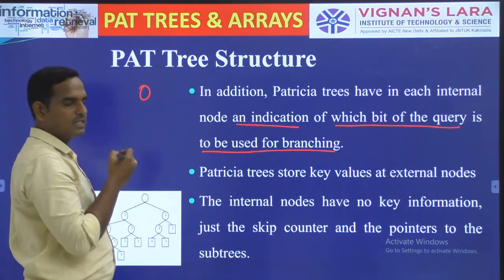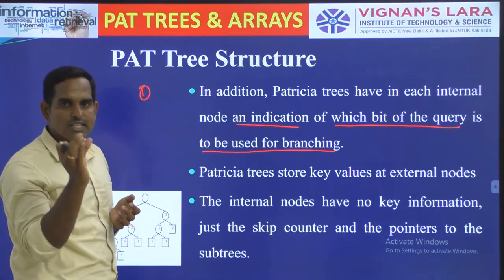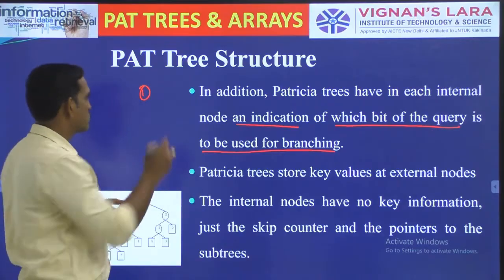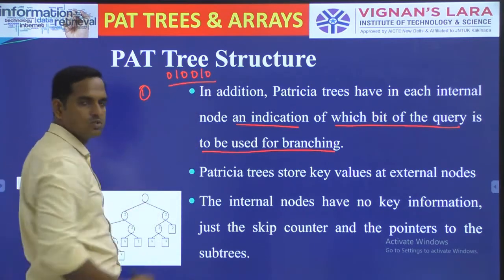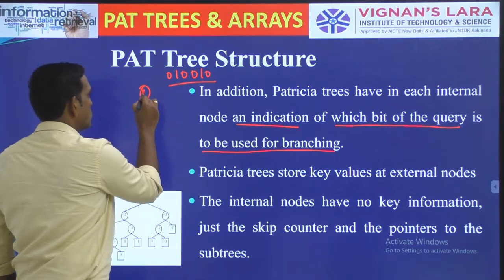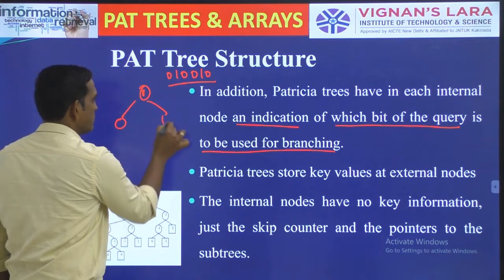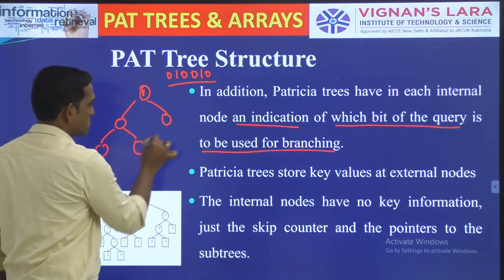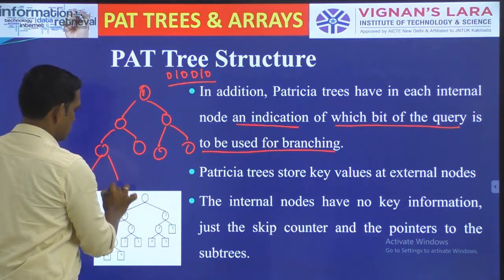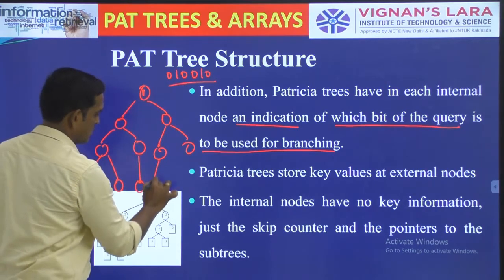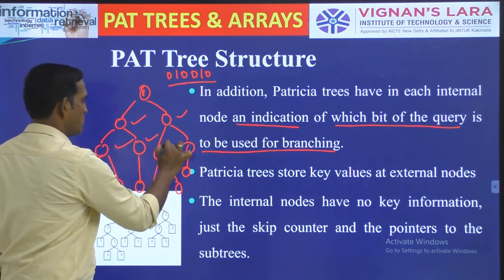So if I am having the root, I am going to specify it as 1. Why? Because you have to check the first bit in your key. So in the previous example, if you are having these values as your key, at the root node I have to check the first bit. In a similar manner, you will be having other internal nodes. Okay, these will be your internal nodes.